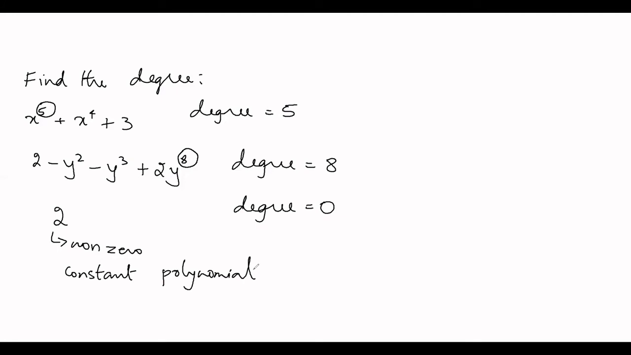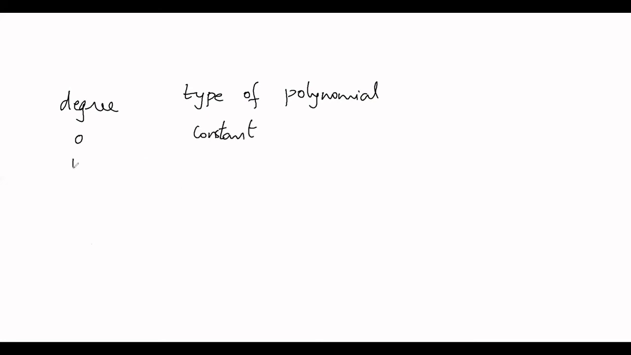Okay. Now, based on the degree of the polynomial, we can classify into different types of polynomials. So let's consider this table, degree and the type of polynomial. If the degree is 0, then it is called a constant polynomial. If the degree is 1, it is called a linear polynomial. If the degree is 2, then it is called quadratic. And if the degree is 3, it is called cubic.